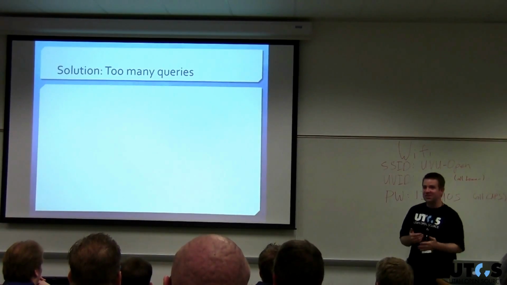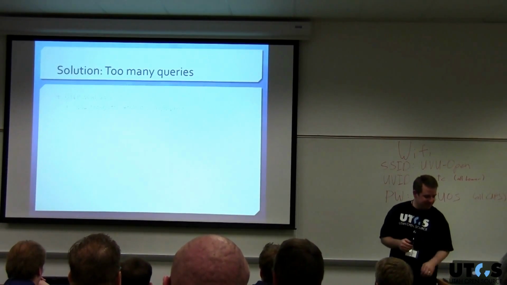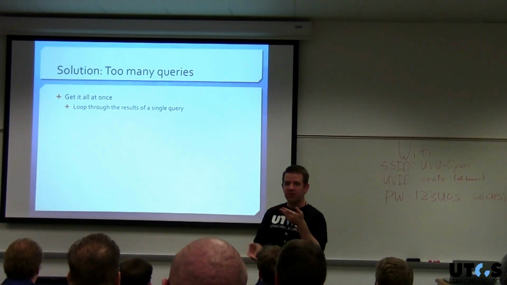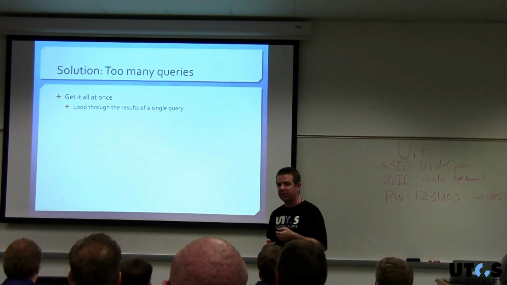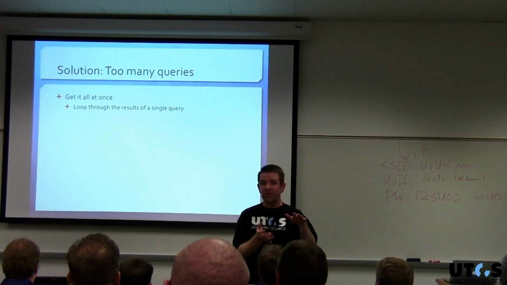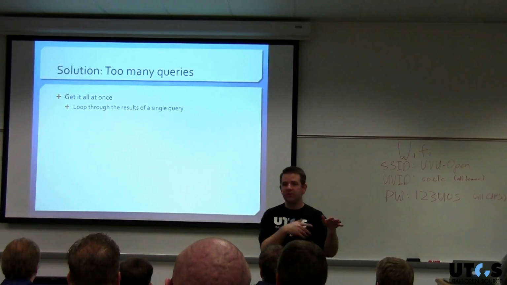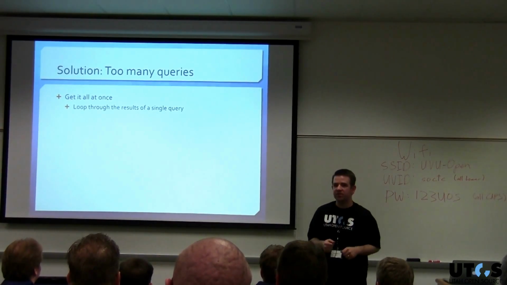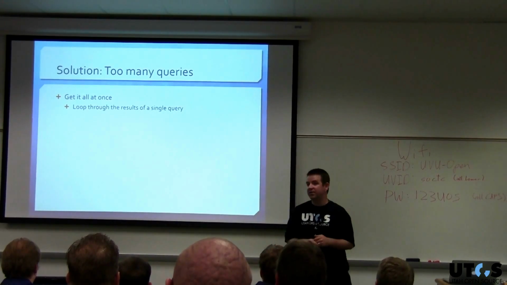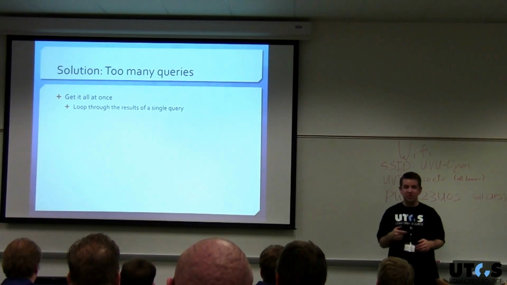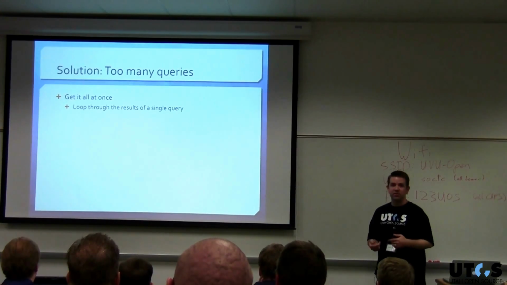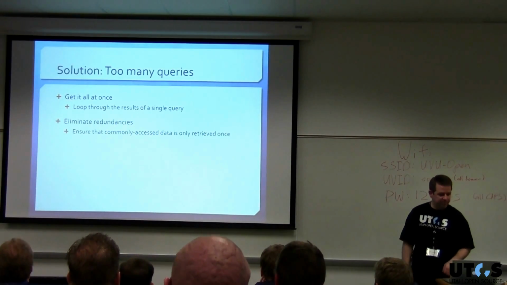So your solutions to too many queries: get it all at once. If you want a whole bunch of information from one table, instead of looping and selecting each one at a time, get it all at once. Better yet, you probably got the list of what you needed from the previous query, so join it. It's much less expensive to do it that way, rather than looping and doing multiple queries. So just get it all at once and then loop through the results instead of looping through the queries.